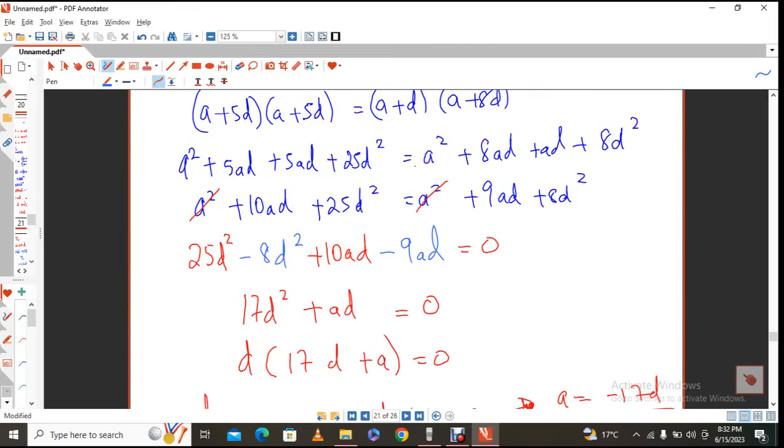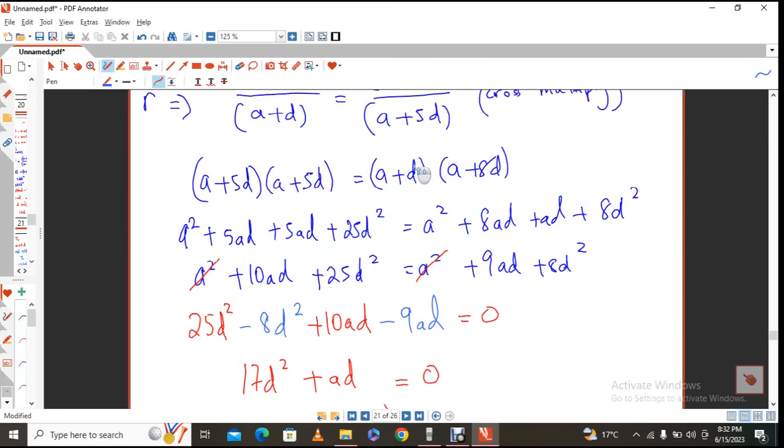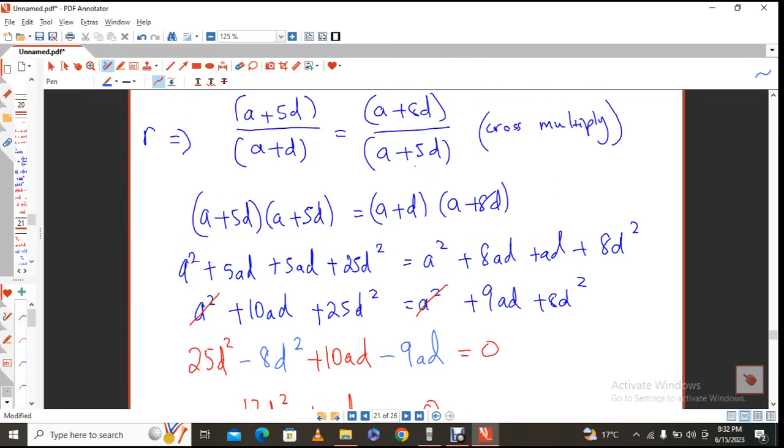If there is somebody who knows how to find this in a much easier way, please do send me a message so I can see. But of course, there are plenty. This is one of the methods that you should have used.